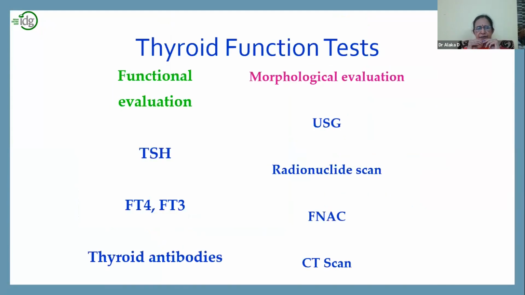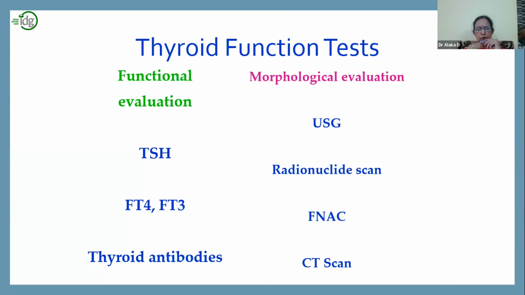So what are the thyroid function tests? The functional evaluation, the morphological evaluation by sonography, by radionuclide scan, sometimes FNAC, and for retrosternal goiter we will do a CT scan. For functional evaluation, we will do the hormonal studies. So you will first do the free T4, free T3.